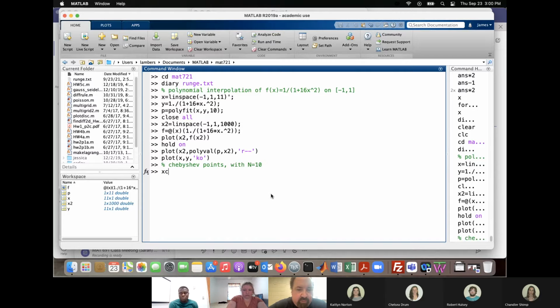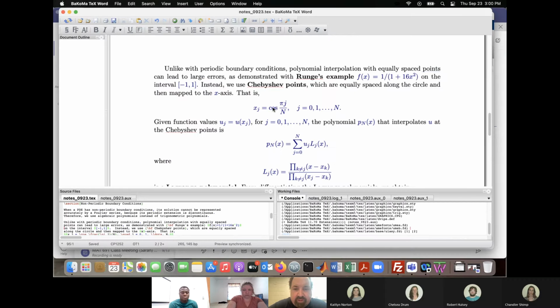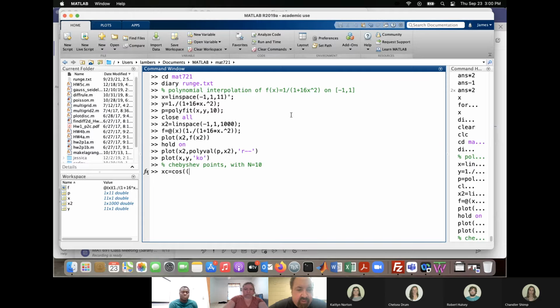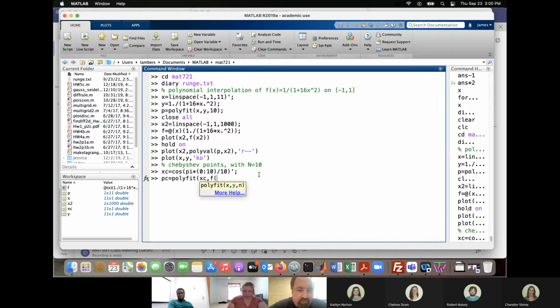Okay, so the Chebyshev points will be equal to, the formula is cosine of pi j over n. So pi times j, where j is going to range from 0 to 10. And I'm transposing because I want column vectors for these. Then I'll do polynomial interpolation again with these points and plugging into a function. It's also degree 10.